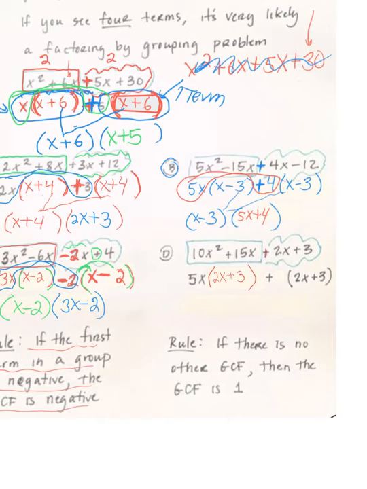Okay, well, I don't have that negative. That's nice. I bring that down. And now you're going to say, okay, let's see, what could I pull out of 2x plus 3? You're going to say, that thing doesn't factor. I must have done something wrong. No. Look at the rule now.